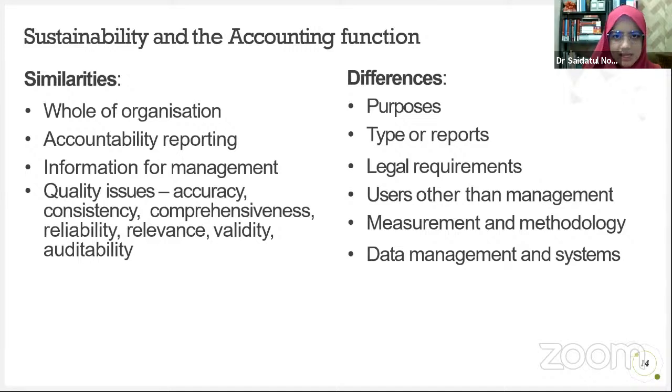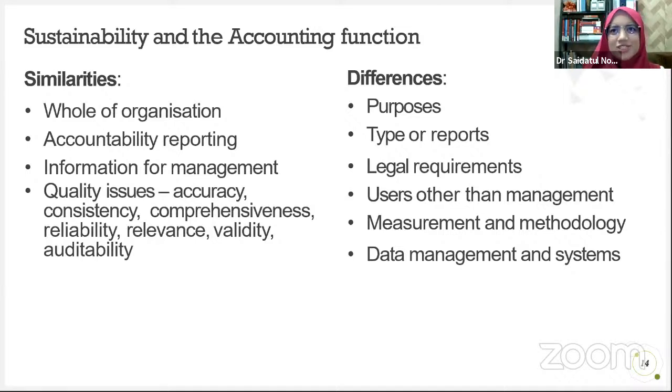But the issue is the same. Accuracy, is it accurate? Both of the reports. If you thought that financial accounting is very accurate, I tell you, you're wrong, because accounting is very, very subjective. We've got different methods for recording different things, so you can actually choose which are the methods that show the level of profit that you want.